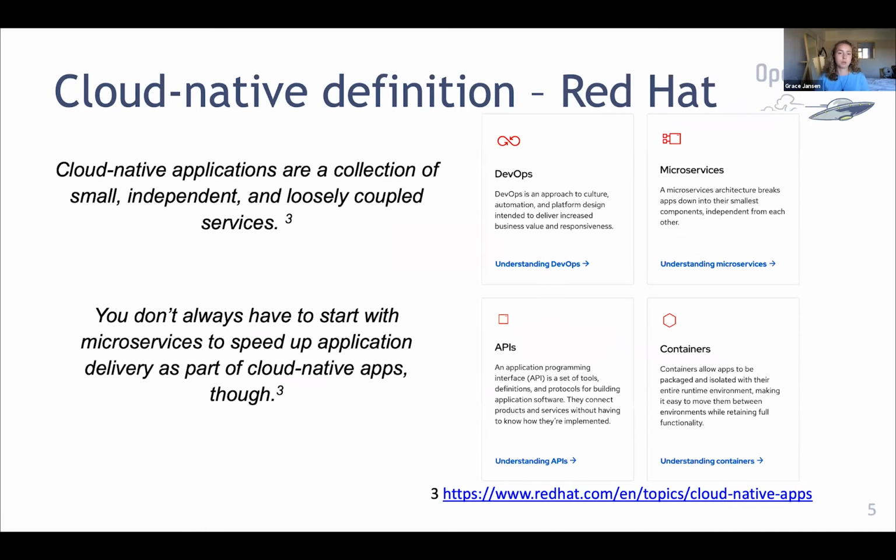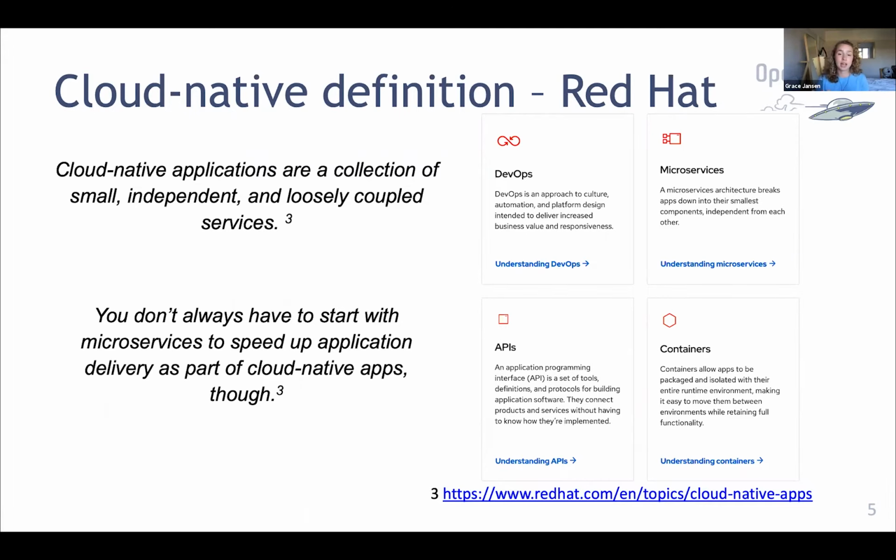I took a look at another one, which was Red Hat. This was interesting because they start with quite a strong statement of what cloud native is. They say cloud native applications are a collection of small, independent, and loosely coupled services. Although they don't explicitly say microservices in that section, small, independent, and loosely coupled services is the byline of microservices. Later on in that page, you'll see this diagram of the various aspects of cloud native, and that includes DevOps, containers, and again, microservices.